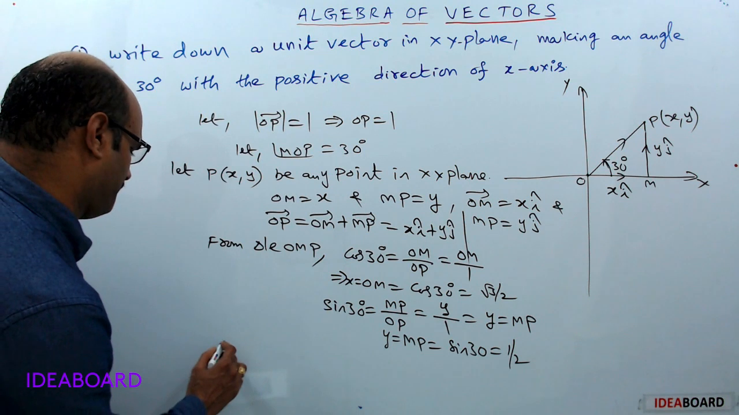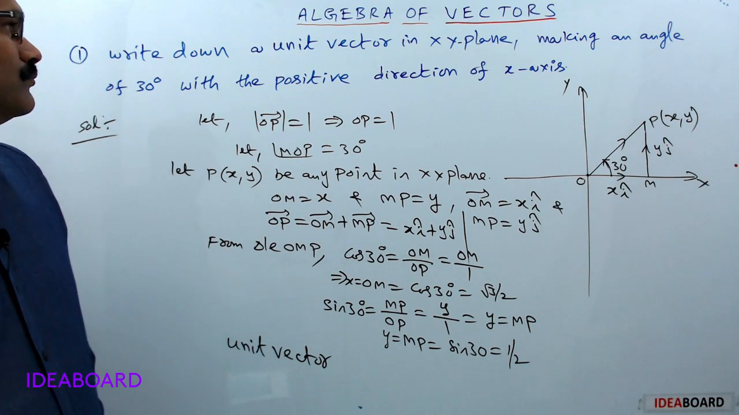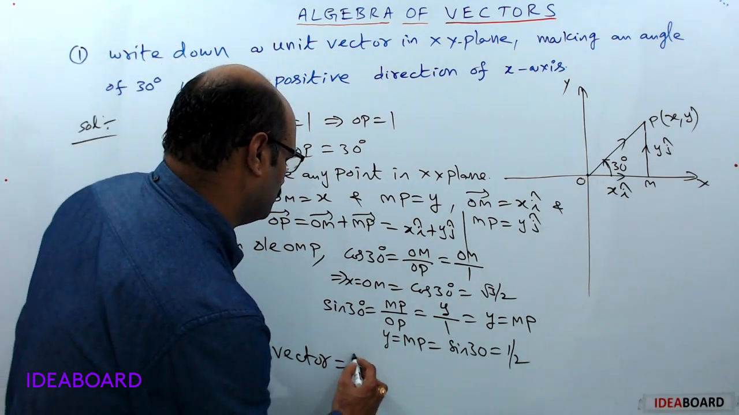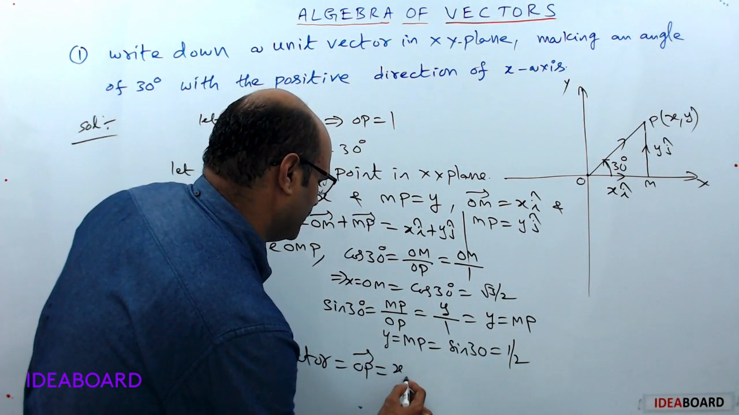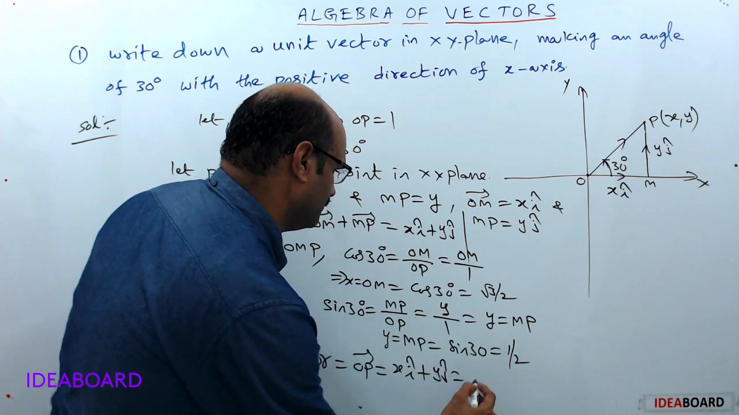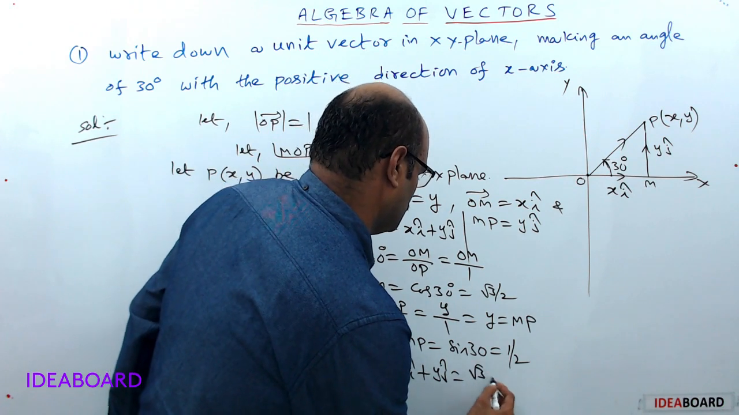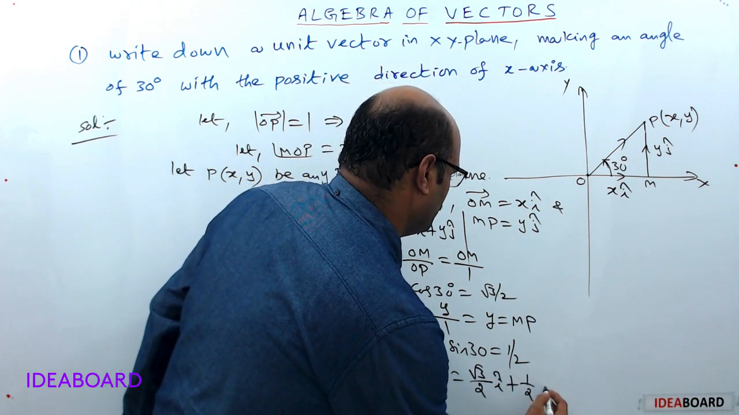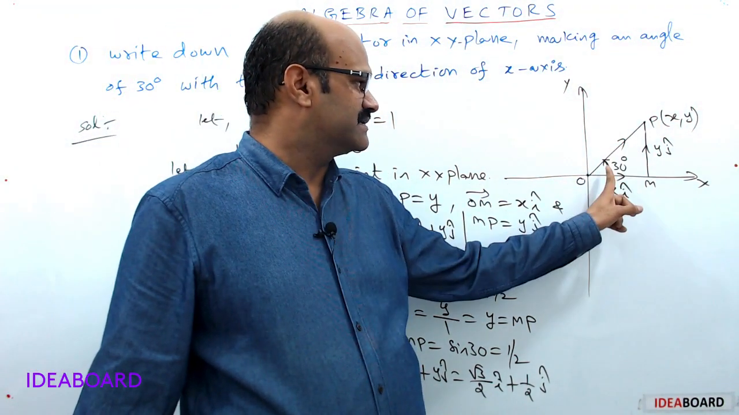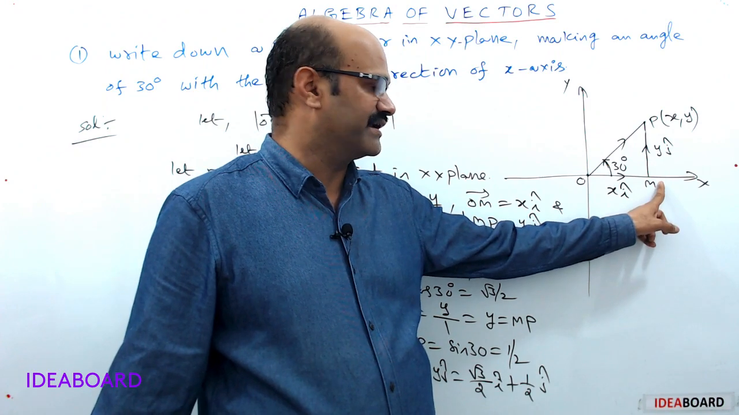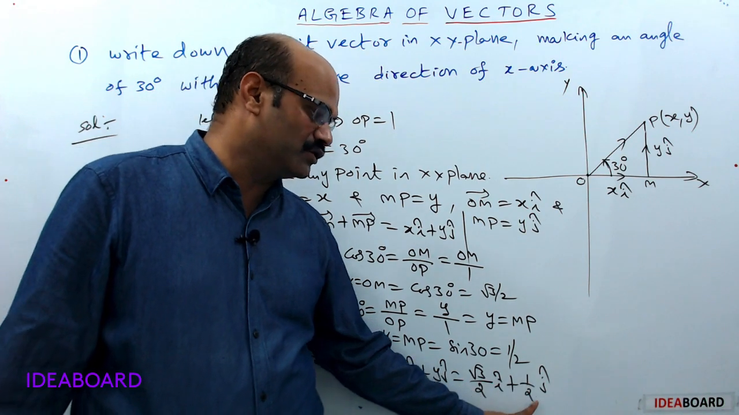Therefore the unit vector OP bar equal to x i cap plus y j cap, so here x into i cap plus y into j cap, the length of x equal to root 3 by 2 into i cap plus 1 by 2 into j cap. Therefore the unit vector in the xy plane which makes an angle 30 degrees with the positive direction of x-axis is always equal to root 3 by 2 into i cap plus 1 by 2 into j cap.